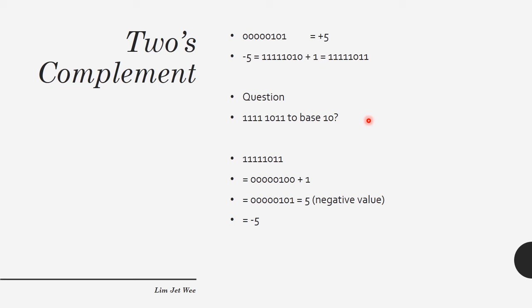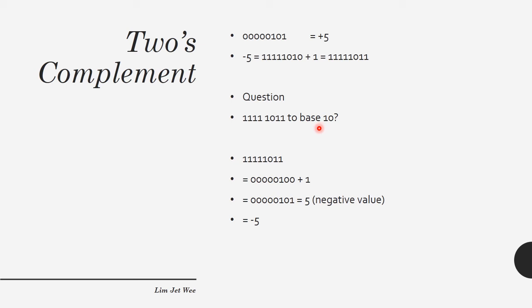Now we have these two: the positive 5 and the negative 5. I'm just copying from the previous slide to here. But what if I am given the binary and I want to change it to base 10, and I was told that this binary is in two's complement? A simple question like this: I'm given a binary, told it is two's complement, and I now want it in base 10.